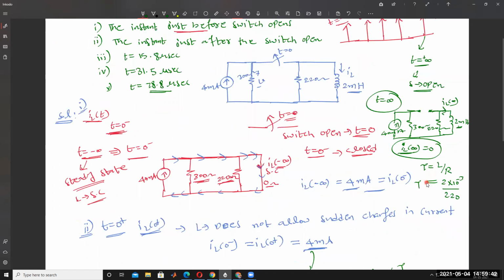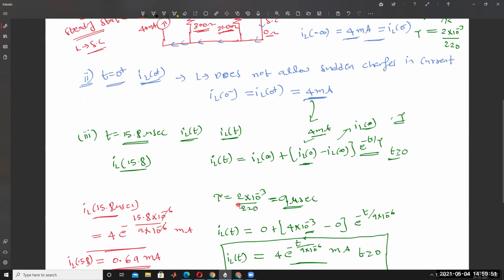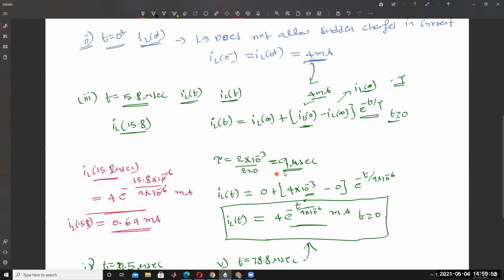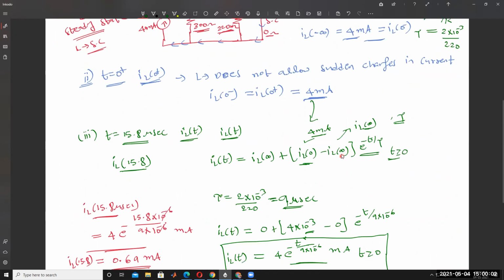And then time constant tau is equal to L by R from this circuit. L is 2 millihenry and R is equal to 220. By solving this, tau is equal to 2 into 10 to the power minus 3 by 220, that is equal to 9 microseconds. Substitute here IL of 0 is equal to 4 milliamps, since IL of 0 minus is equal to IL of 0 plus, and IL of infinity is equal to 0.